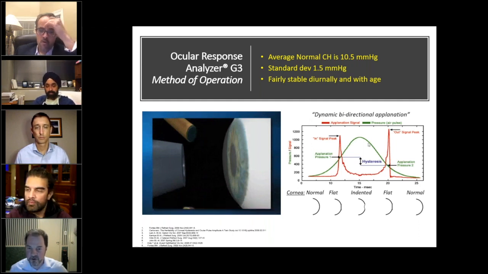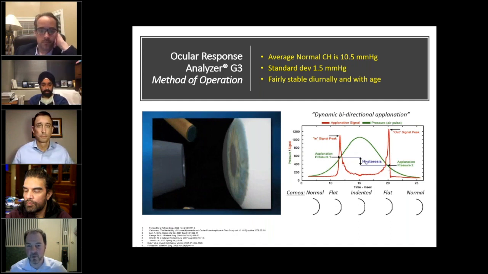The green curve there represents the rise and fall of the force function placed on the cornea by the air jet. It's a symmetrical increase and decrease of force. And the red curve there represents the optical system. And the two peaks you see are the inward and the outward applanation events when the cornea becomes flat on the way in and the way out.